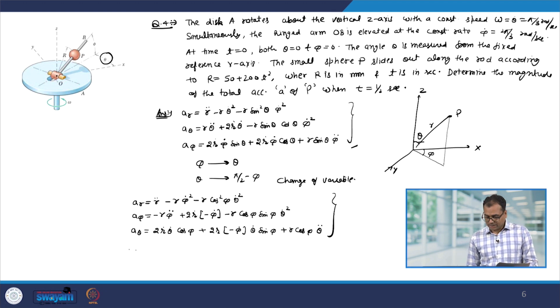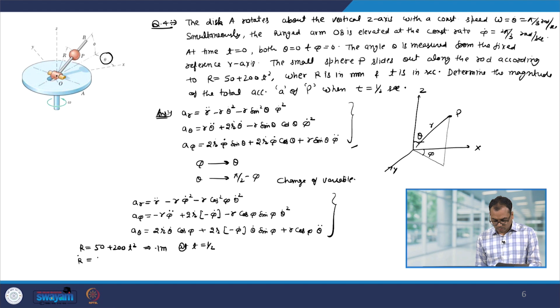Now, in the problem statement, r is given, r is 50 plus 200 t square, and we have been asked to find out the acceleration at t equal to half second. So, therefore, at t equal to half second, this r comes out to be 0.1 meter, and r dot will be 400 t, therefore, it will be 0.2 meter per second, and r double dot will be 400.